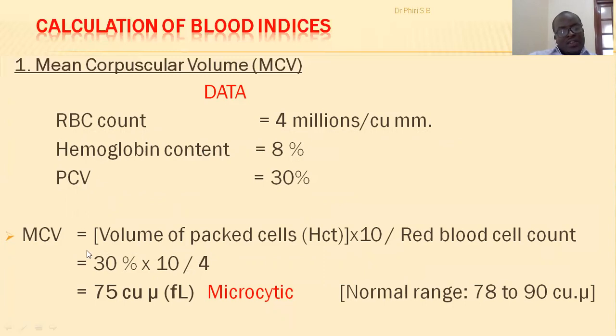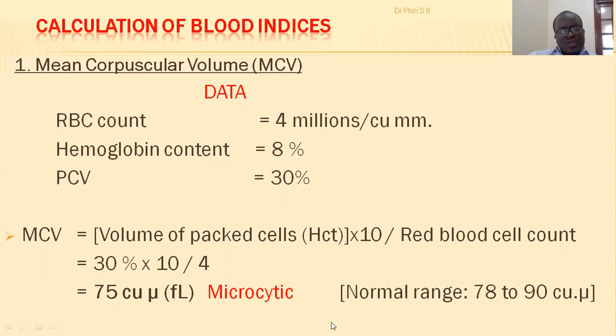So MCV is calculated as the volume of packed cells, that is your hematocrit, your PCV, multiplied by 10 divided by red cell count. So that's your formula for MCV. Hematocrit multiplied by 10 divided by red cell count. So with this data, the packed cell volume or hematocrit is 30% multiplied by 10, divided by your red cell count, which is 4. So it will give you a total of 75 cubic microns or femtoliter.